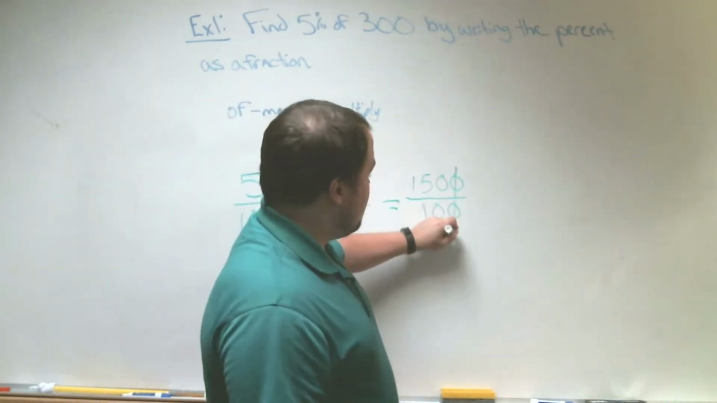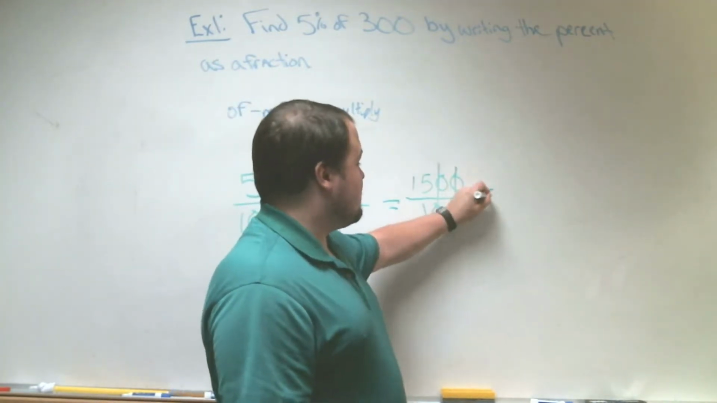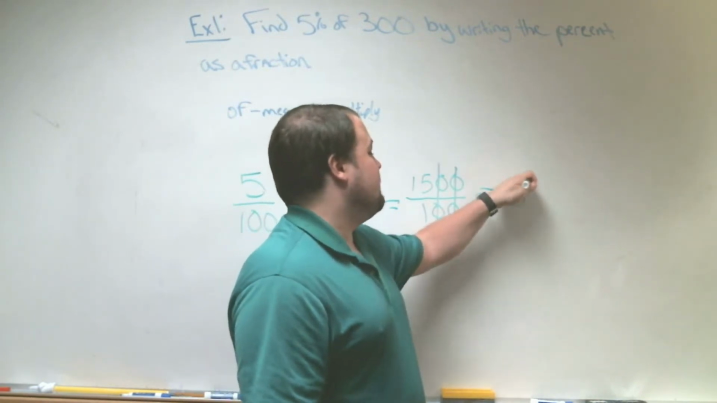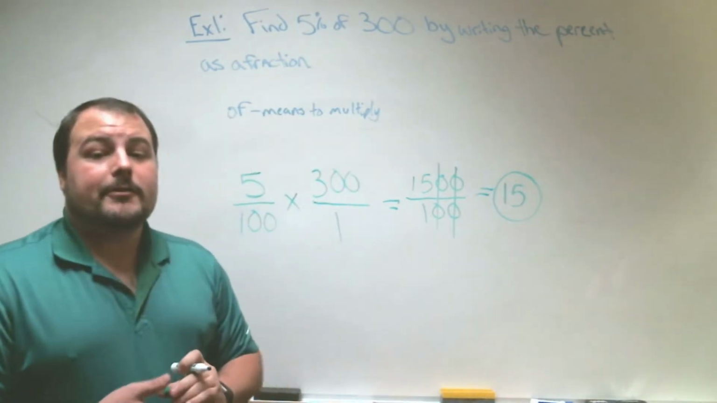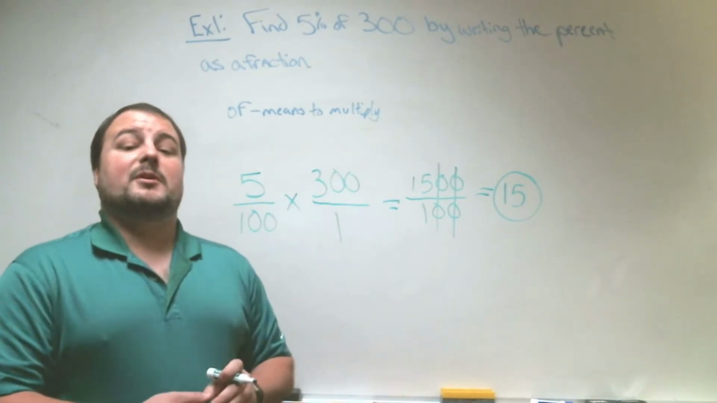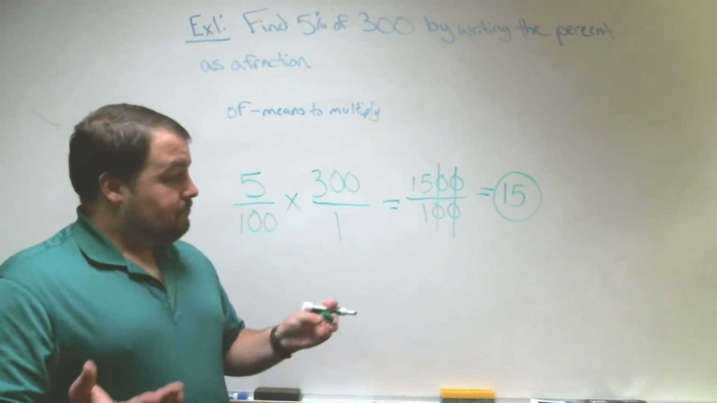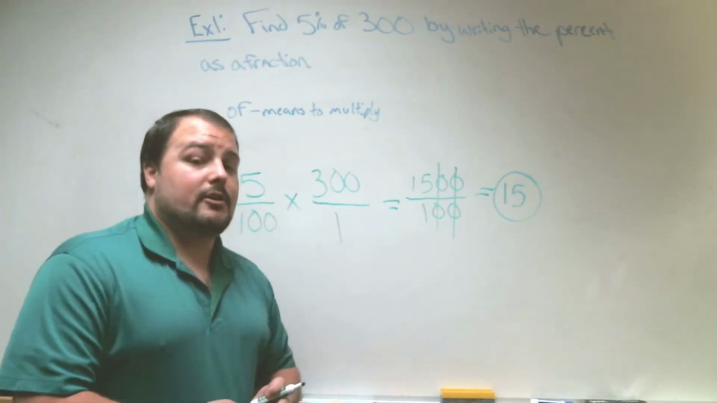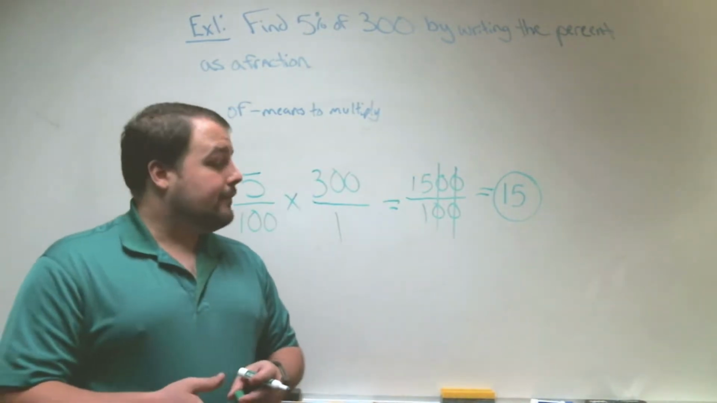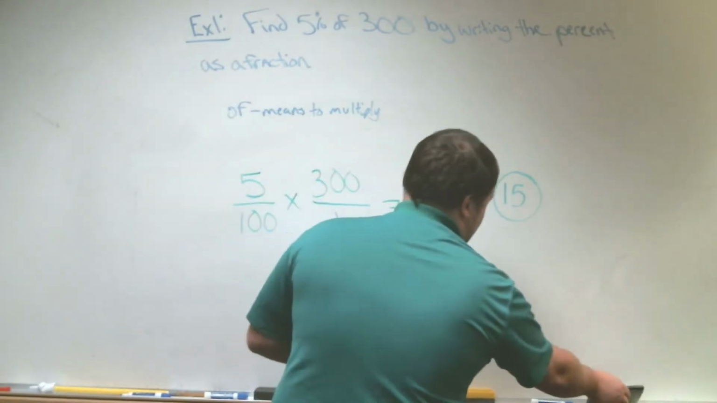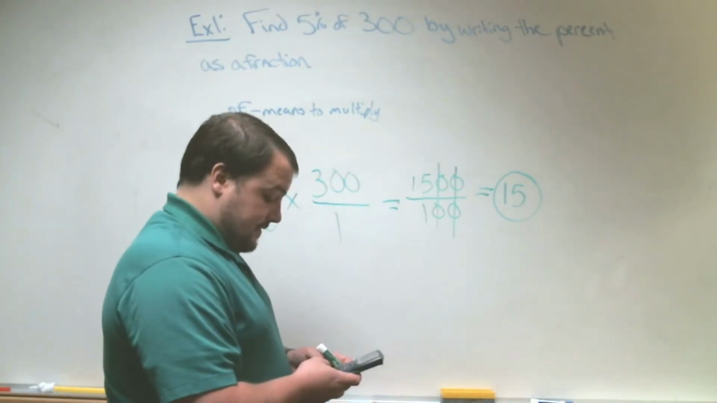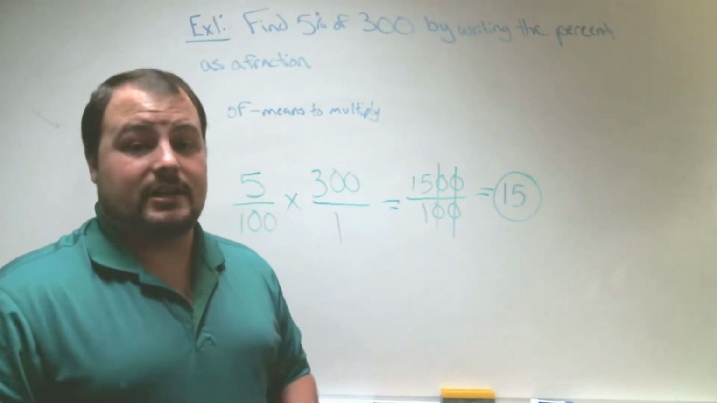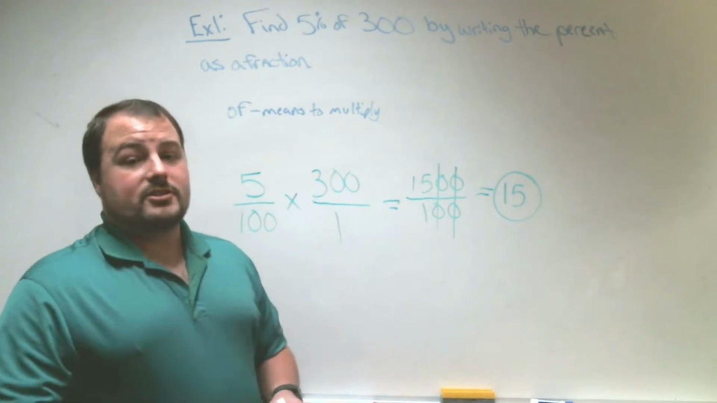Well, since I have 0 on top and 0 on bottom, those cancel out. 15 divided by 1, that's 15. So, 5% of 300 is the number 15. And that's my answer for this problem. If I were to take 15 out of 300, I should see the decimal for 5%. So I have my calculator right here. 15 divided by 300, I get 0.05, which is 5% as a decimal. I know my answer is correct.